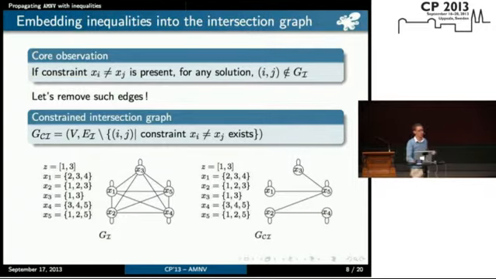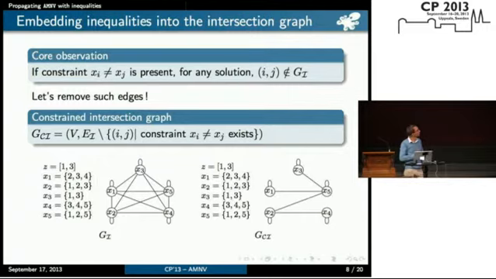And it's actually very simple. It relies on a core observation, which is the fact that whenever you have an inequality in your model of the form xi is different from xj, then you know for sure that for any solution the domains of xi and xj will not overlap because they will be different. And so there will not be any edge between i and j in the intersection graph. And if this is true for any solution, then we should not wait before removing such edges. We should not waste time during branching and filtering.